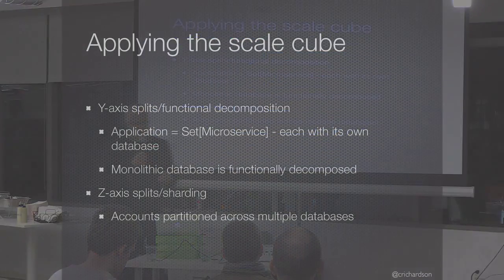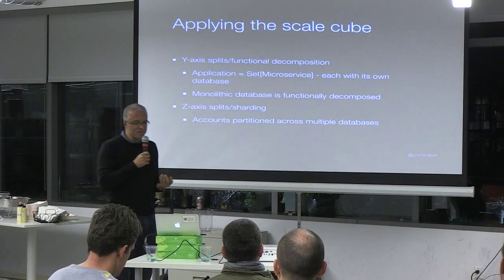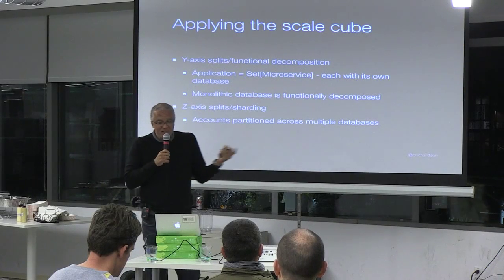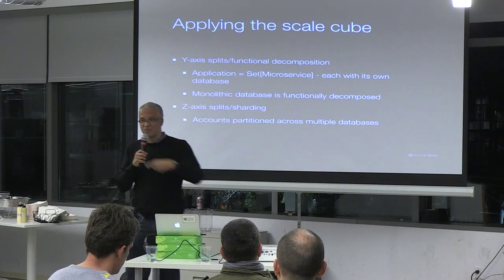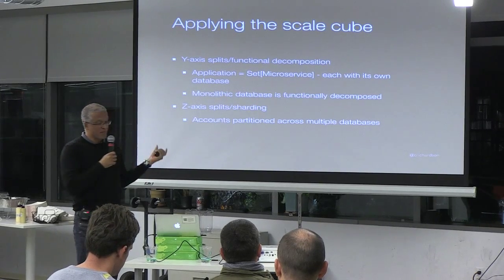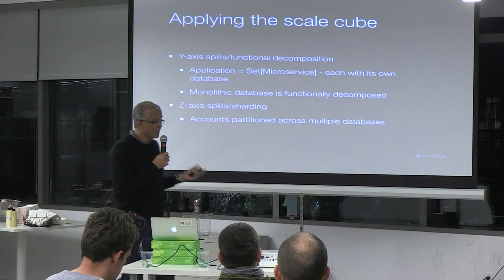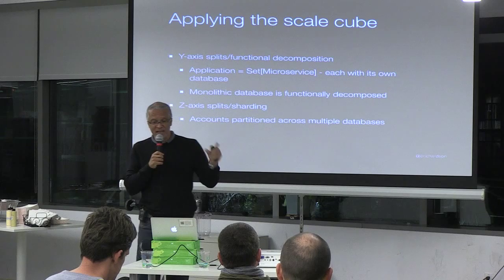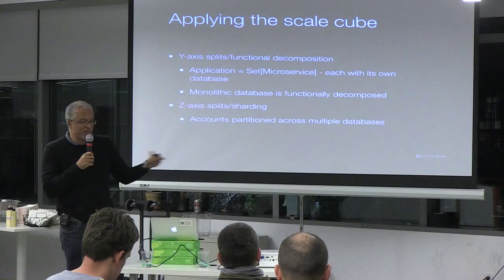Things are quite different. You can imagine that if you apply y-axis splits, or functional decomposition, to the application, it's now a collection of services, each with its own database. And then the database is split up as well. It's functionally decomposed. We might have accounts in one table, money transfers in another. And then we could also apply z-axis splits, or partitioning or sharding. So the 2 accounts in a transfer could actually reside in 2 separate databases based on their primary key.